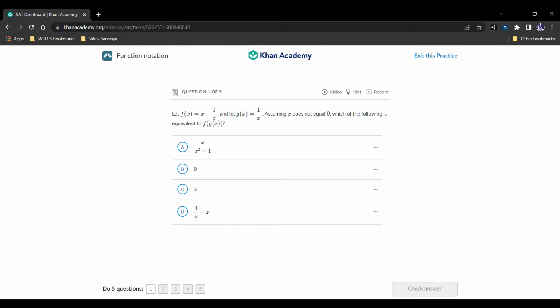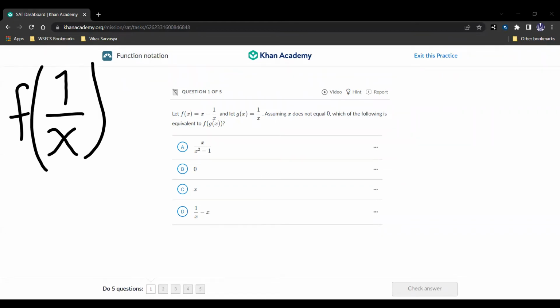Well, f of g of x just means that we figure out what g of x is, and then we plug that in as x into f of x. So g of x is 1 over x, right? So it's just f of 1 over x.